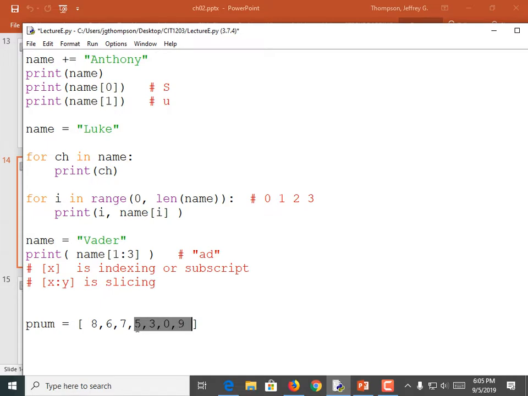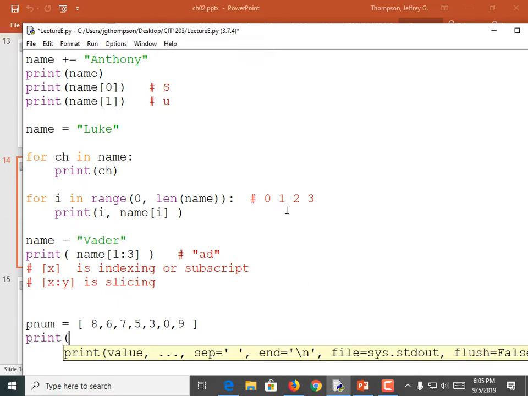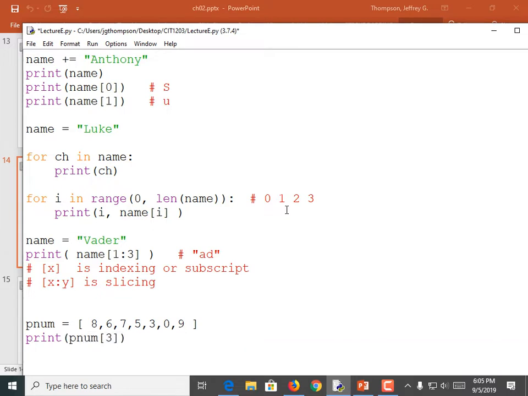Well, somebody count it out, and using zero-based indexing, tell me what position the 5 is in. 3. Yeah, it's in 3, right? 0, 1, 2, and 3. Okay, so why don't I do that? Print, parentheses, pnum, subscript. Now, I'm not going to do it perfectly. Right now, I'm just going to close the subscript right there. I'm not using slicing. So it's going to print out that 5.